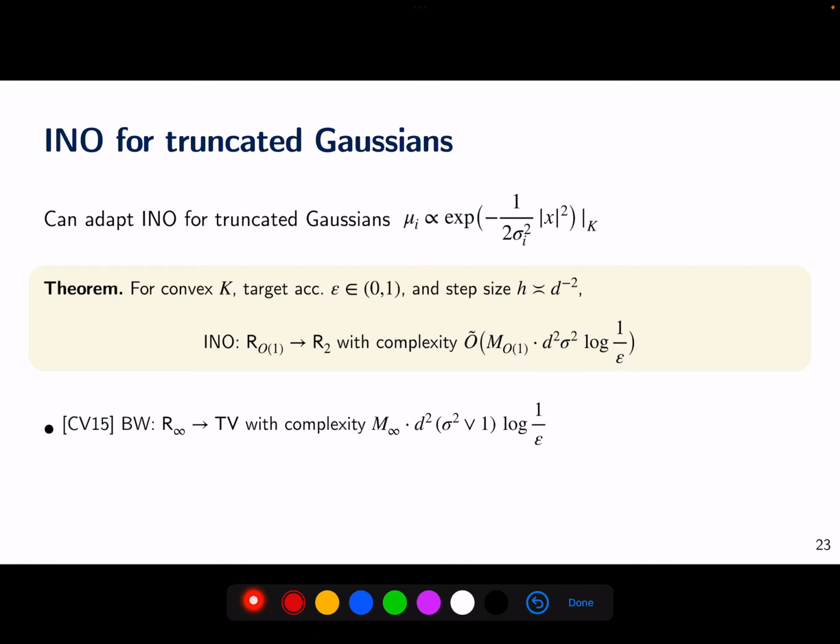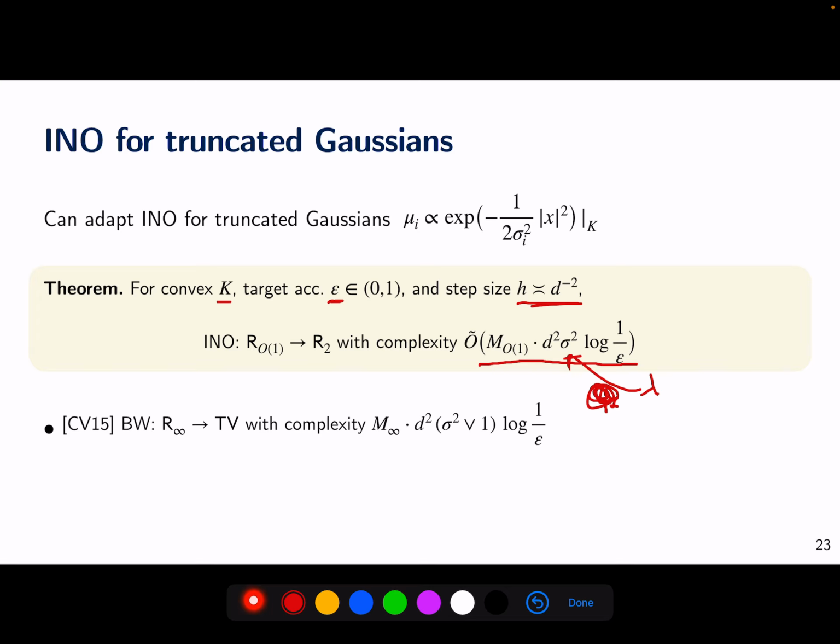It turns out you can adapt the in-and-out algorithm for the truncated Gaussian, not just the uniform distribution over convex set K. The complexity result looks almost similar to the uniform case: K is convex, accuracy is epsilon, and step size is 1 over d squared. Then for the in-and-out guarantee for the truncated Gaussian, we can show that its complexity looks almost similar. The only difference is that we replace lambda, the largest eigenvalue, by sigma squared, which is more or less obvious from the Poincaré inequality.